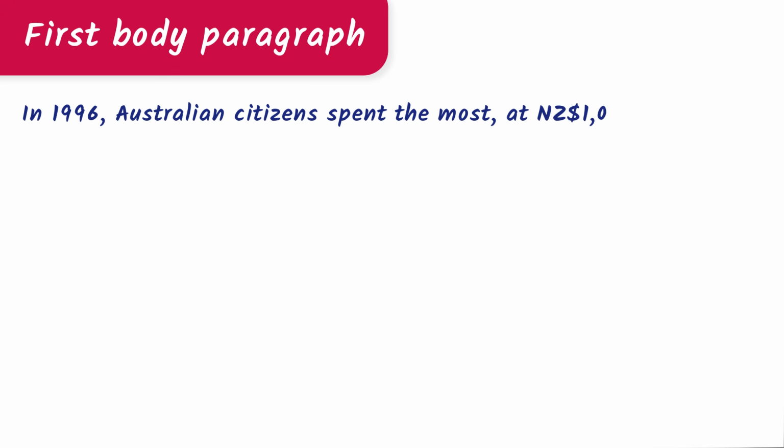So in 1996, or sometimes, for example, you can write to begin with, right? Or in 1996. When you write in 1996, the examiner understands that you pretty know how to start your paragraph. So you're going to talk about the beginning of the period. As you can see, Australia spent the most. So we write about this. Australian citizens spent the most, comma, at 1,000 New Zealand dollars per person.